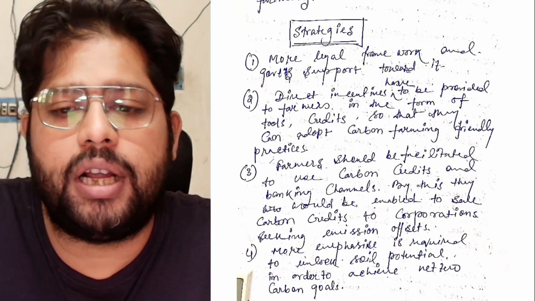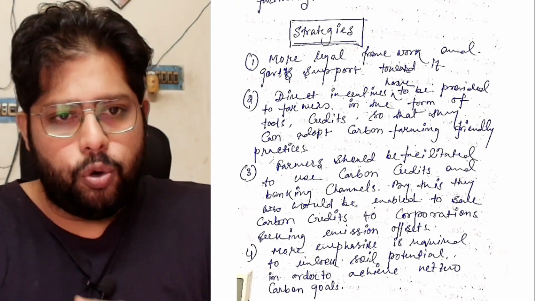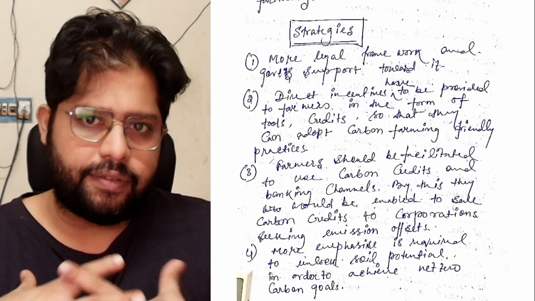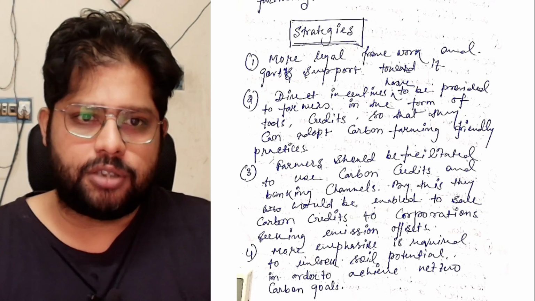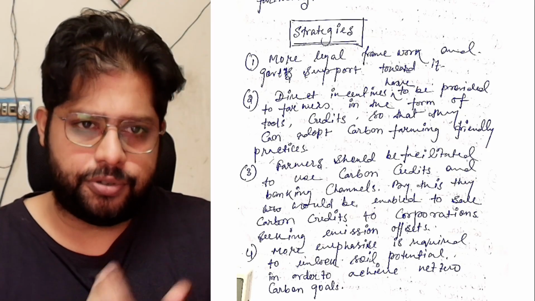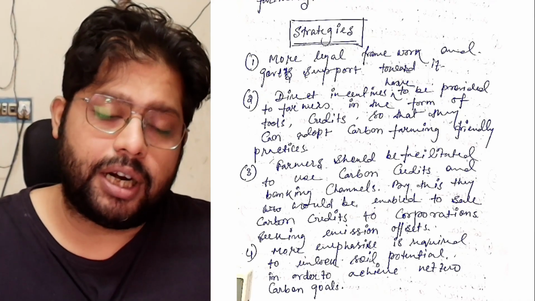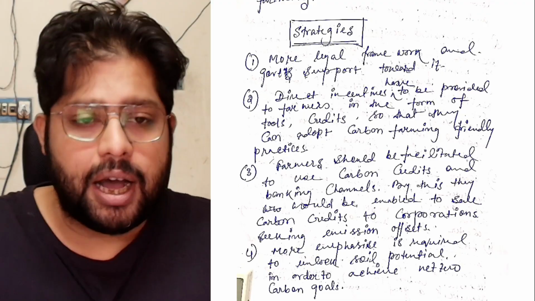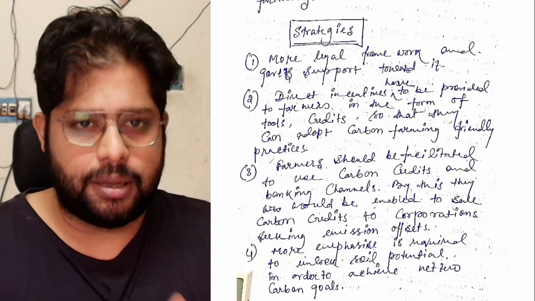The fourth one is that more emphasis is required to unlock soil potential in order to achieve net zero carbon goals. We should take care of the health of the soil and its nutritional value, so that we can grow more plants and create a lot of green vegetation for carbon sequestration. So this is the basic note. If you want, you can take a screenshot of this note, and I can assure you, if you at least mark up or memorize 50% of it, you will get a lot of points to add in the final examination.